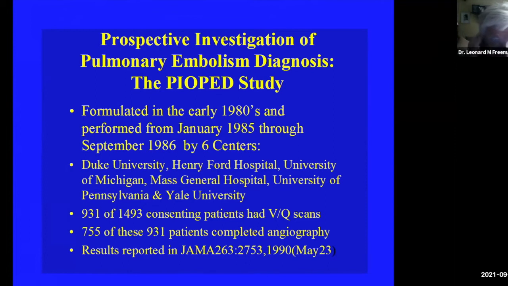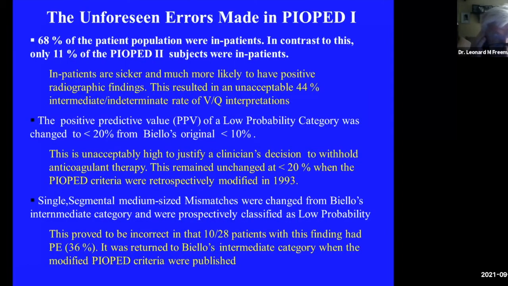This was done with pulmonary angiography, because remember, this was the early 1980s, before the days of CT scans. So pulmonary angiography was the deciding factor. And there were some basic problems with this study. First of all, they didn't do chest x-rays as a routine. And I told you what the problem was with that, because you could have a lot of patients with abnormal chest x-rays that would mess up your interpretation also.